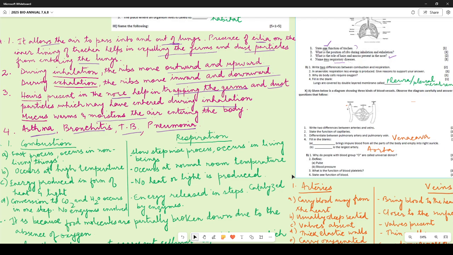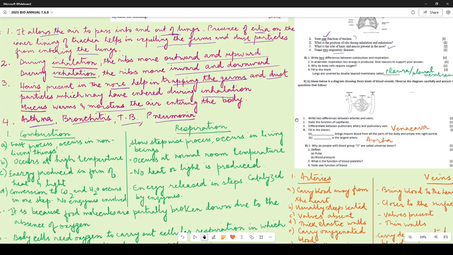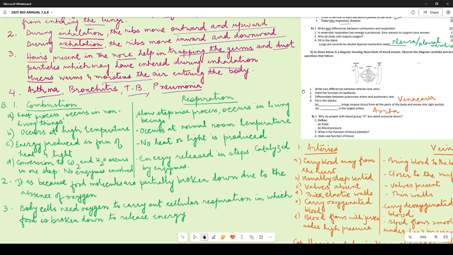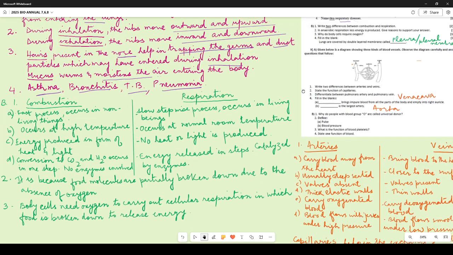Write two differences between combustion and respiration. Let us take this up now. Shift this up a little bit. Write two differences. So the questions are on the right side, and I have written the answers on the left side. Two differences between combustion and respiration. So I have given four differences over here as mentioned in your textbook, and you can mention any two of them.